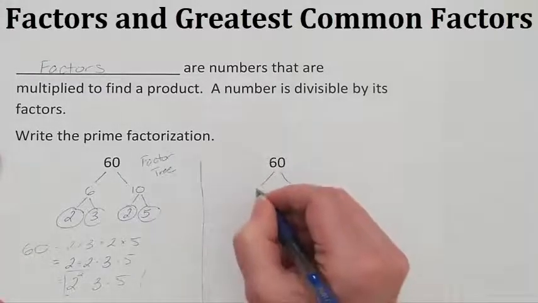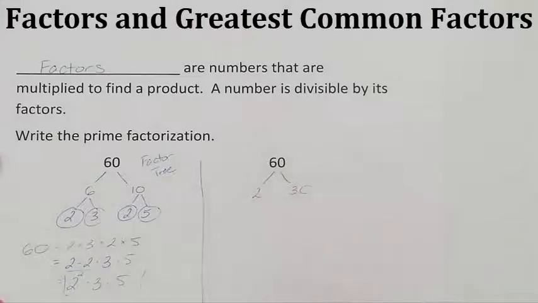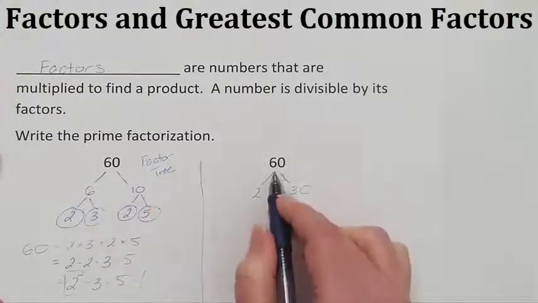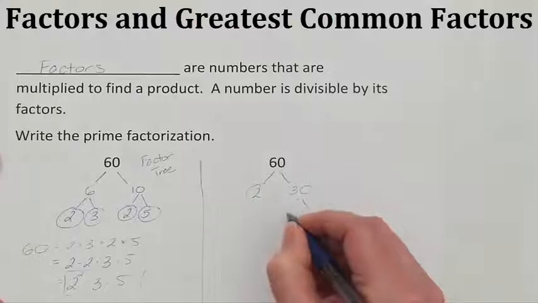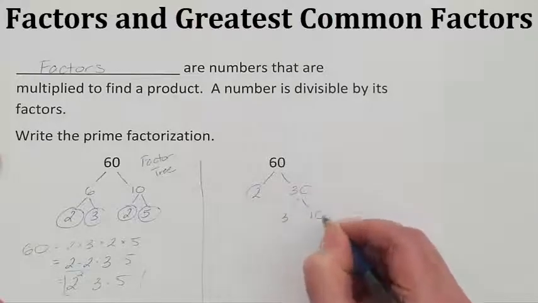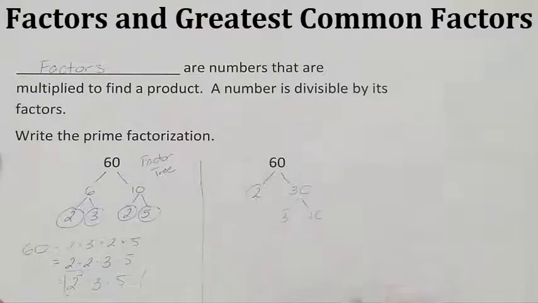What if I came up with like 2 and 30? That's fine. You can still do it the same exact way we did this factor tree. So 2 is prime. That branch ends. 30 is not prime. It can be broken up. 30 is broken up into 3 and 10. 3 is prime, so that branch ends.